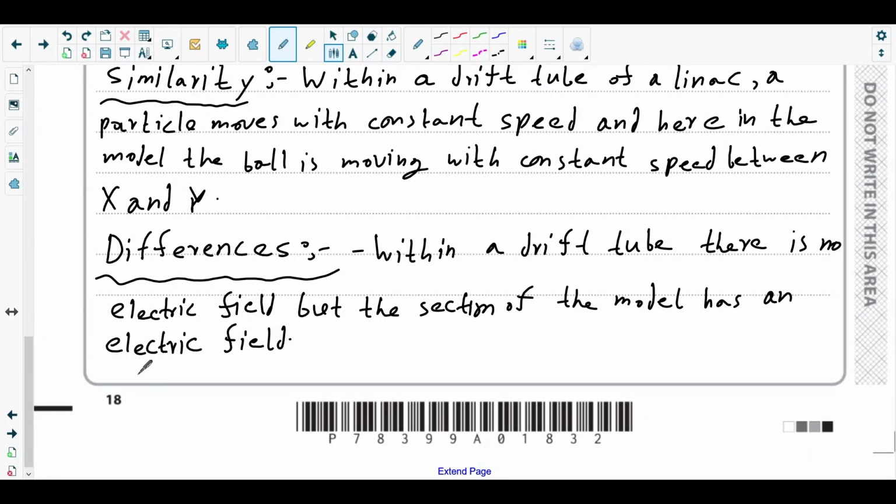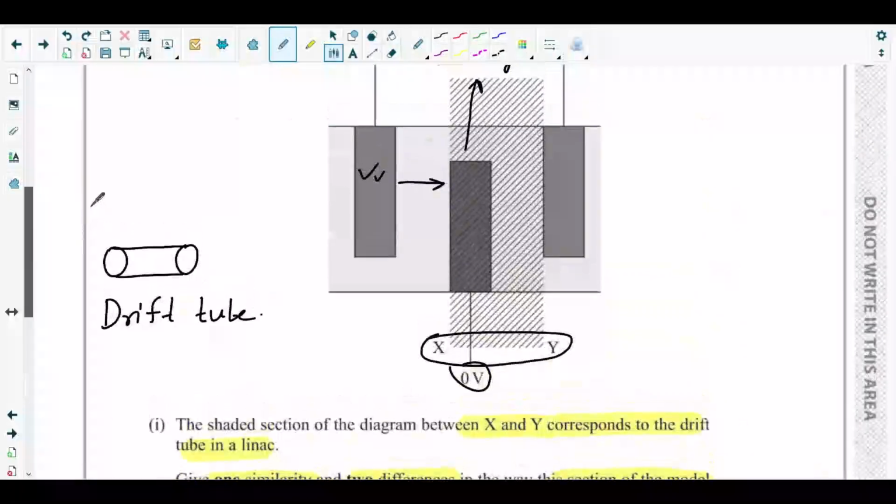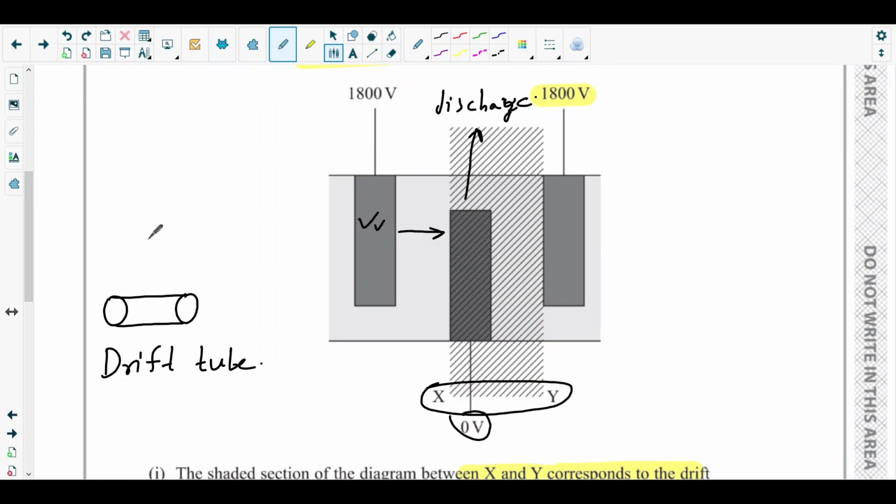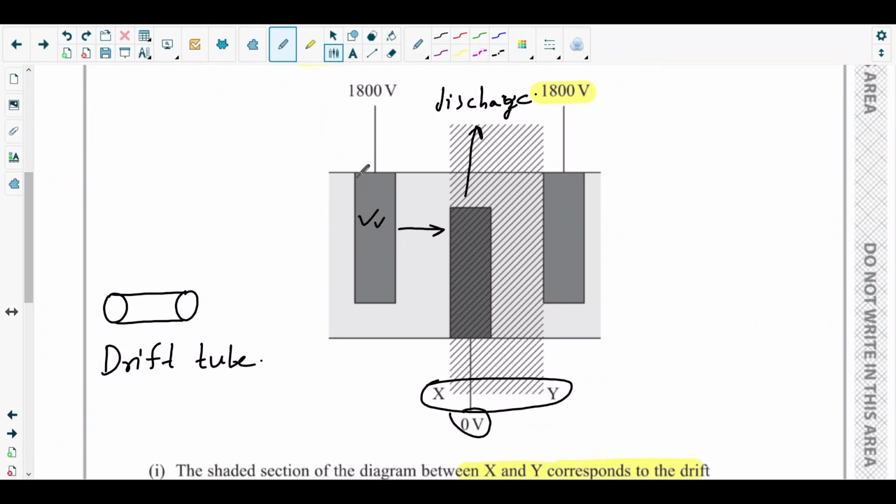The last difference we can say here is, okay, we are comparing it with the drift tube. In Linac the length of the drift tubes increases, right? The length of the drift tube increases, but here, not the length, we can say the distance between the strips, it is constant, 0.02 meter.